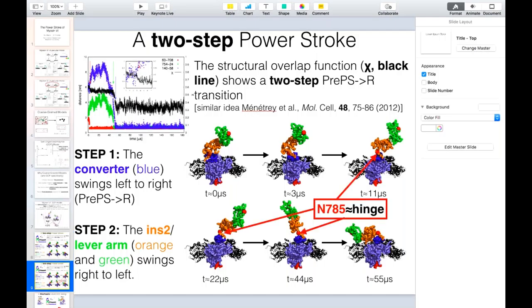You can see that there is some kind of a hinge of the rotation of the lever arm, which is represented by a red bead here, and I identified it as residue number 785, but it's roughly around that region that a rotation of the lever arm occurs. But the important message is that it appears to follow the movement of the converter.